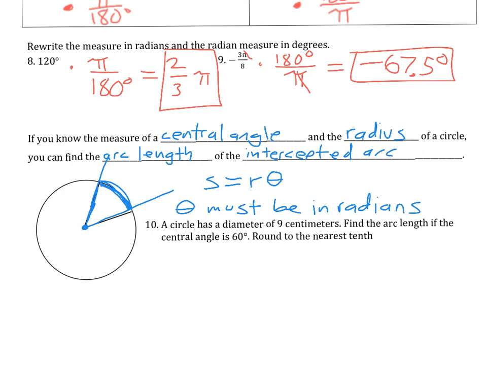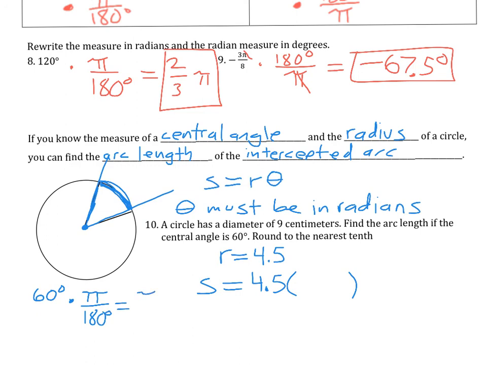Okay, so we have one example to do. A circle has a diameter of 9 centimeters, so that means it has a radius of 4.5 centimeters. We want to find the arc length. So we're going to use the formula S equals R times theta. R is 4.5. The angle theta, they give it to us in degrees. So we need to convert this to radians by multiplying by pi over 180. 60 divided by 180 is 1/3. So this is going to be pi over 3.